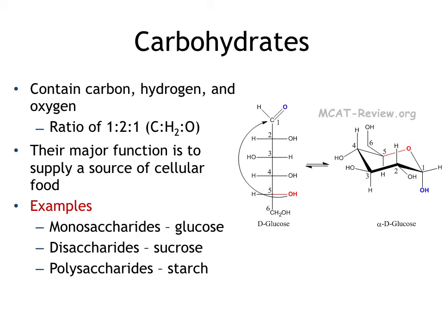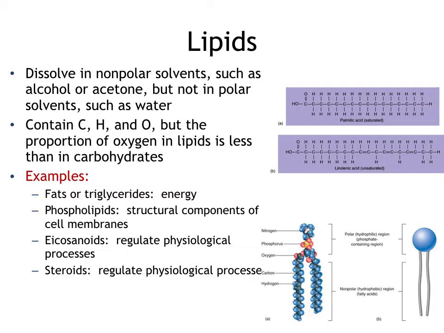The most common one in the human body is glucose, and this can exist as a short chain, or it can fold up and form a ring. If you connect a bunch of these glucoses together, you get a polysaccharide like starch. Very important sources of energy for the human body.